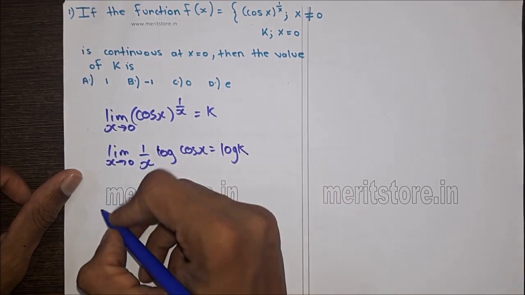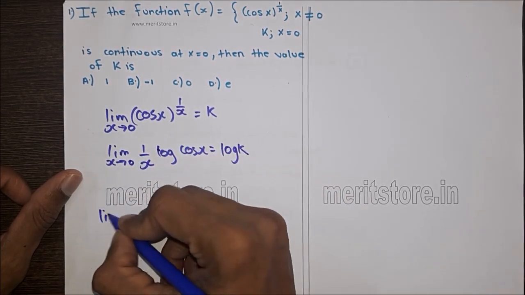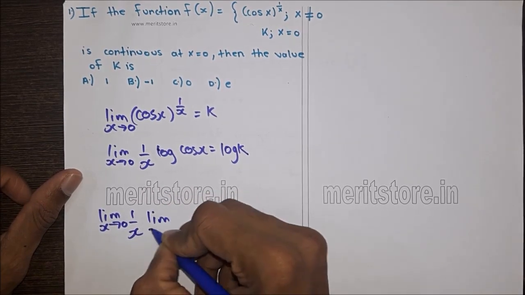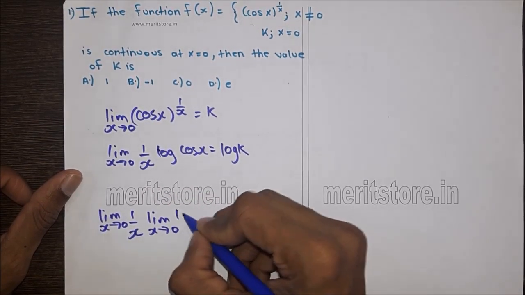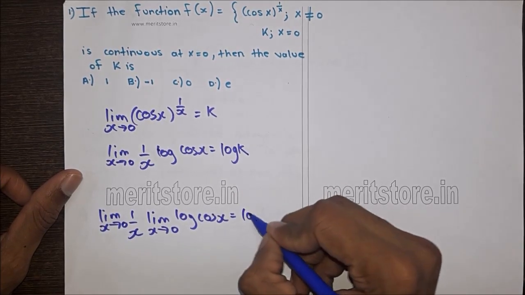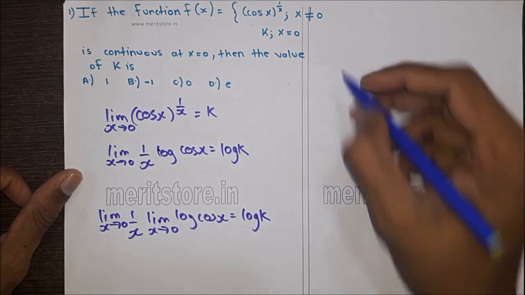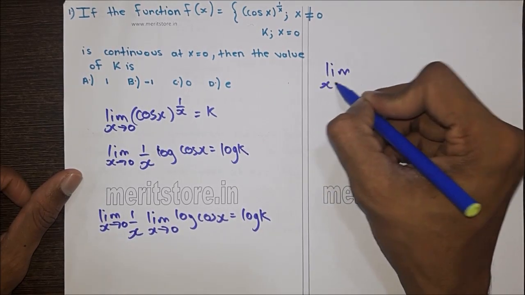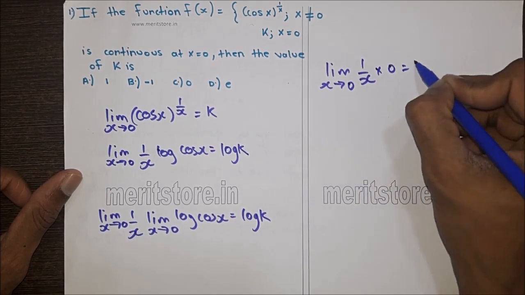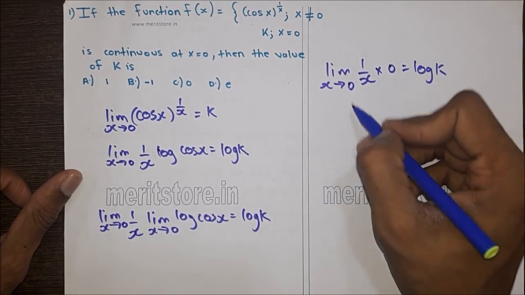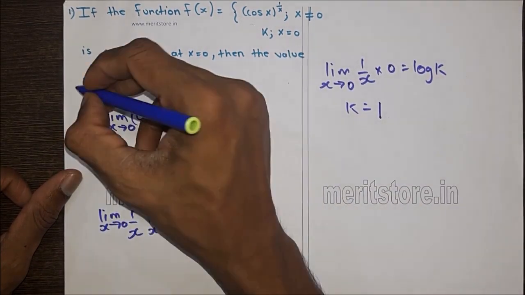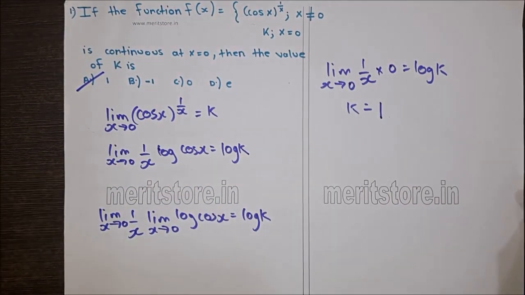We take limit on both the things. We take limit x approaches to 0 of 1 by x, limit x approaches to 0 of log cos x, equal to log k. For solving, we can write limit x approaches to 0 of 1 by x into 0 equal to log k, where we get k equal to 1, which is our option A. Therefore, option A is the correct answer.